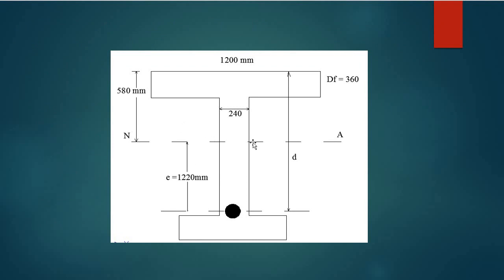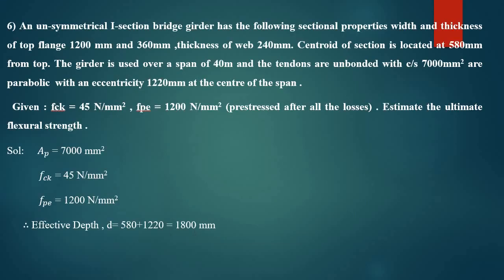But when you see the effective depth here, first of all the notation is small d. Directly they have not given the small d value here, or the overall depth also they have not given directly, but indirectly they have given the effective depth, that is depth of the neutral axis is 580 mm and eccentricity is measured from the center of the cable up to the neutral axis. So 580 plus 1220 mm will give you the effective depth that I have calculated. It is nothing but 1800 mm.